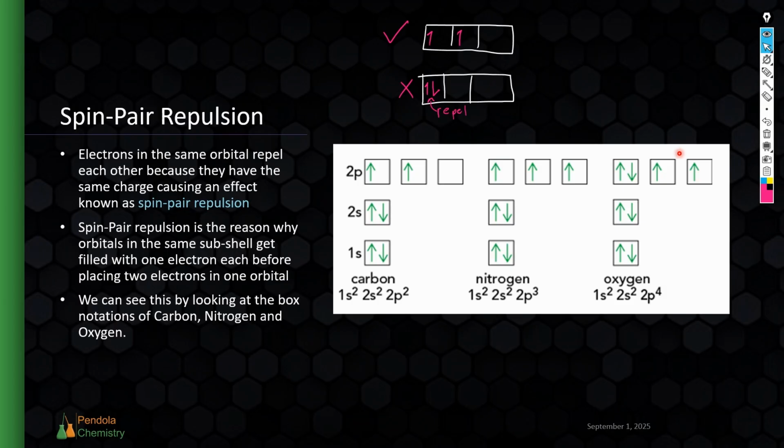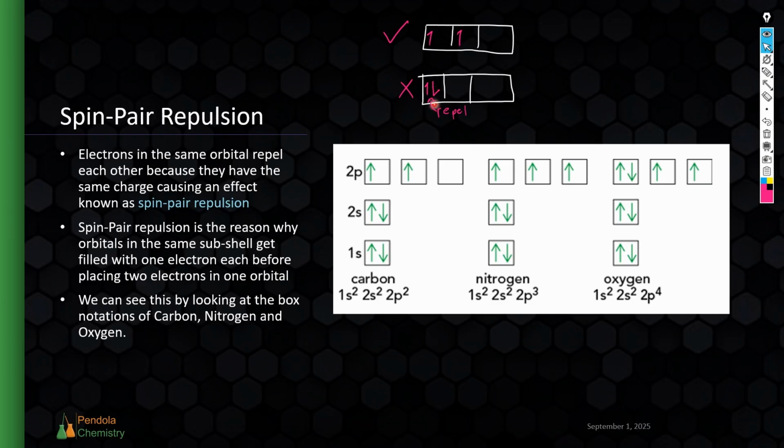But if it can be avoided, like in nitrogen and carbon, then nature does avoid it. All right, and nature is going to put 1 electron in each orbital. And this actually plays a role later on. We'll talk about spin pair repulsion when it comes to the reasons behind things like ionization energy and why there are certain exceptions to the trends that we see there. But for now, just remember, spin pair repulsion refers to 2 electrons in the same orbital repelling each other.